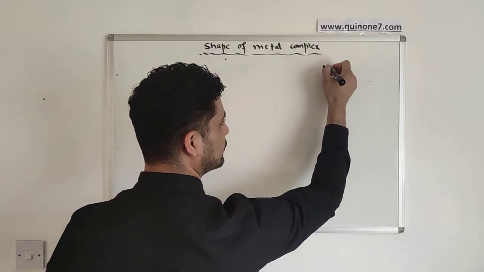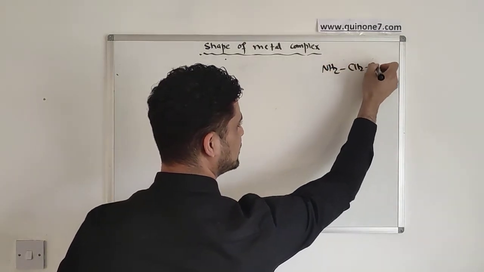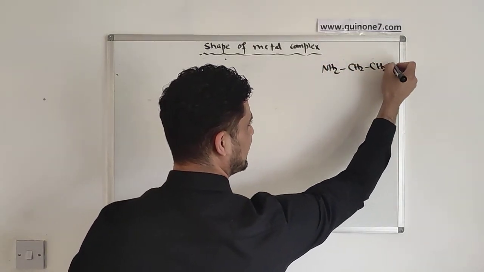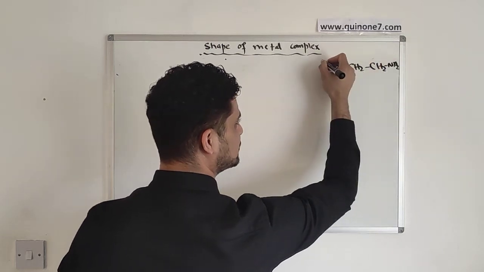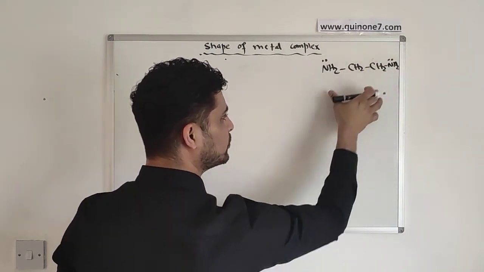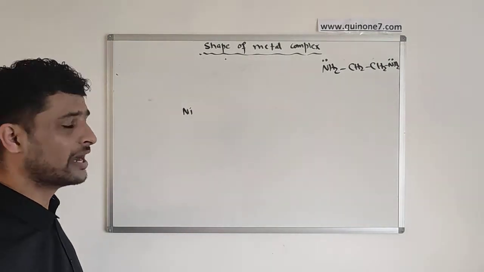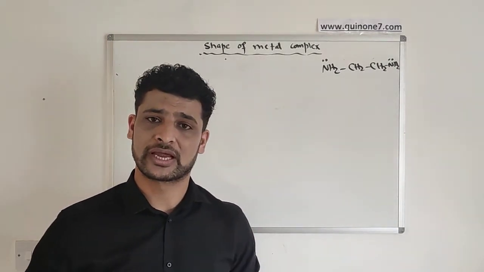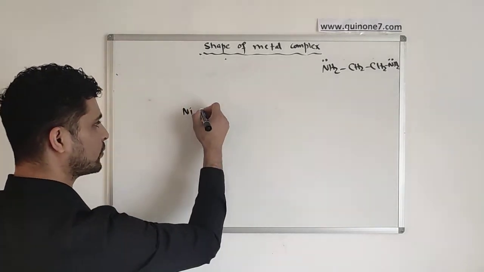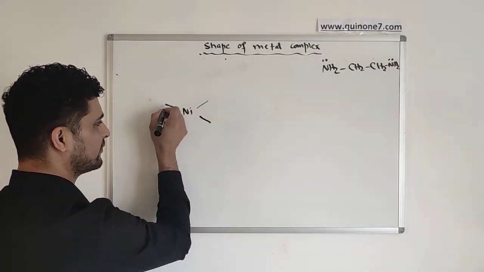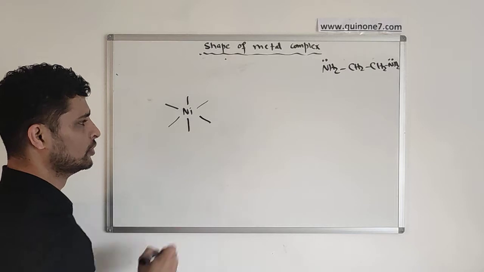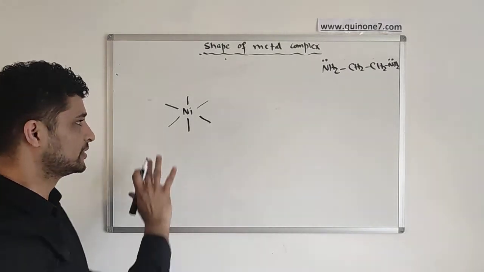If I draw that NH2 CH2 CH2 NH2, now this is actually a bidentate ligand. Both will deliver the 2 electron pairs to nickel. To draw that, I will request you to look at the video very carefully. How you're going to draw it is actually a kind of octahedral structure. So you draw a normal octahedral structure like that.